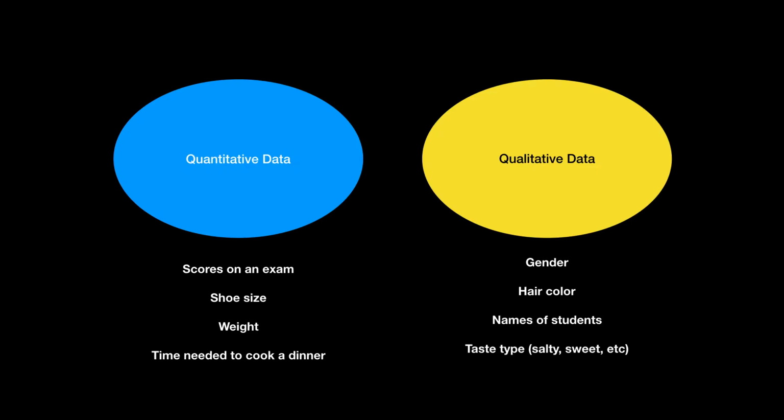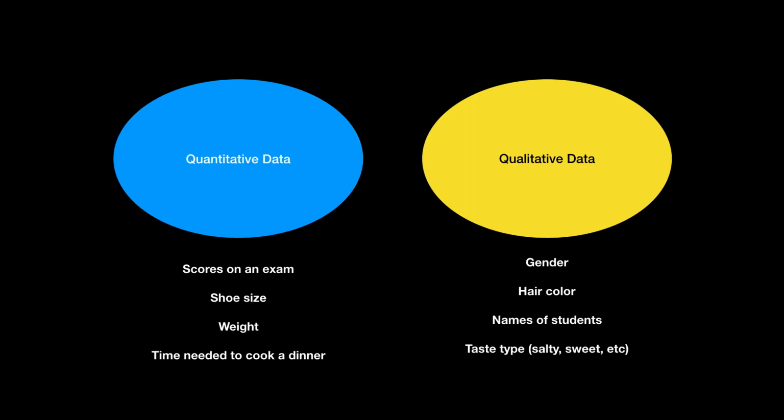When we make the split between quantitative data and qualitative data, some examples will help us to keep them in mind. The scores on an exam, numerical, that's quantitative. Shoe size, that's numerical, it's quantitative. Weight, again, numerical, so it's quantitative. Time needed to cook a dinner, that's a number of seconds or minutes, that's quantitative data.